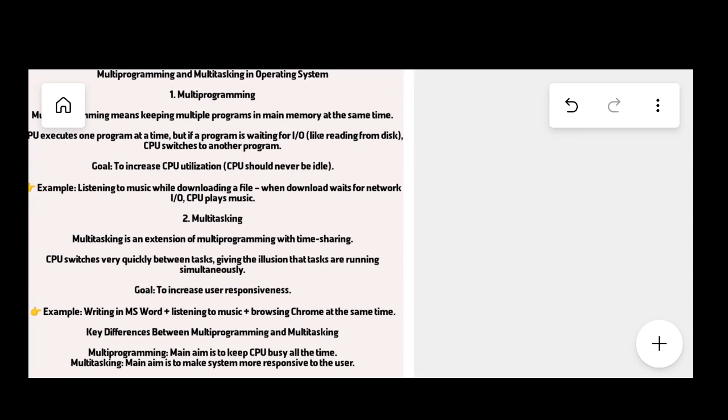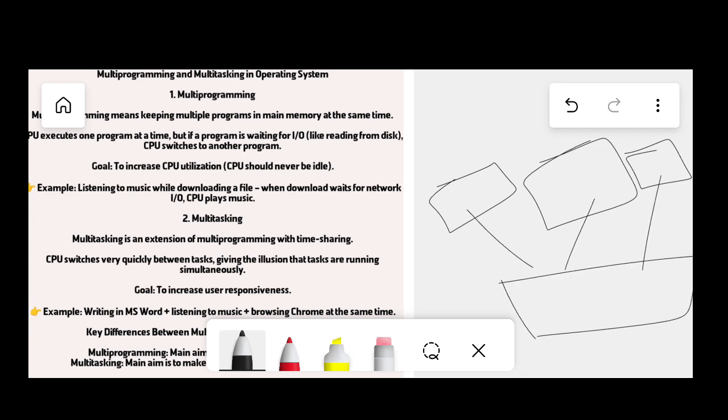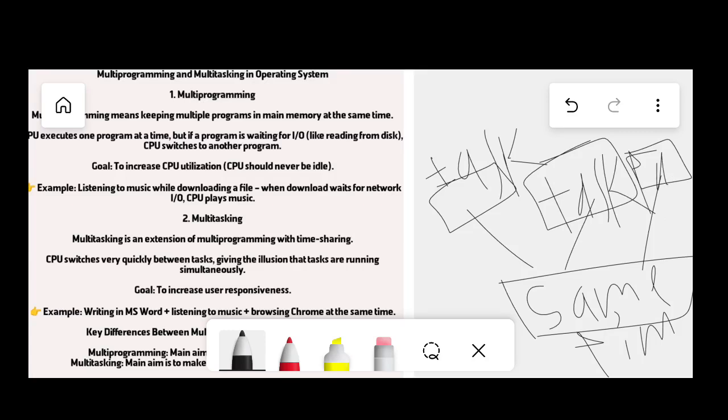Now, multitasking. Multitasking means performing multiple tasks at the same time with the help of time sharing.